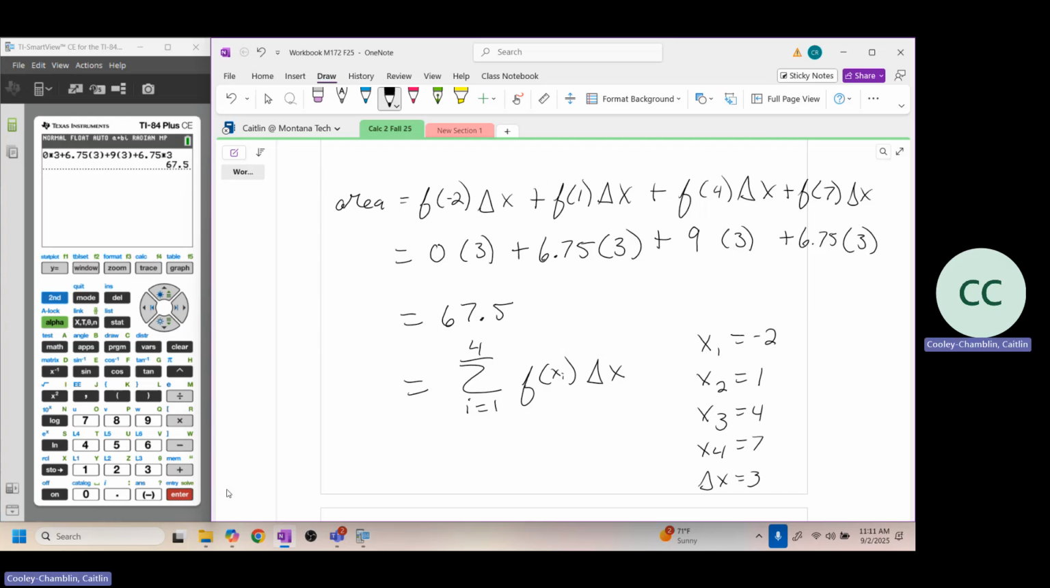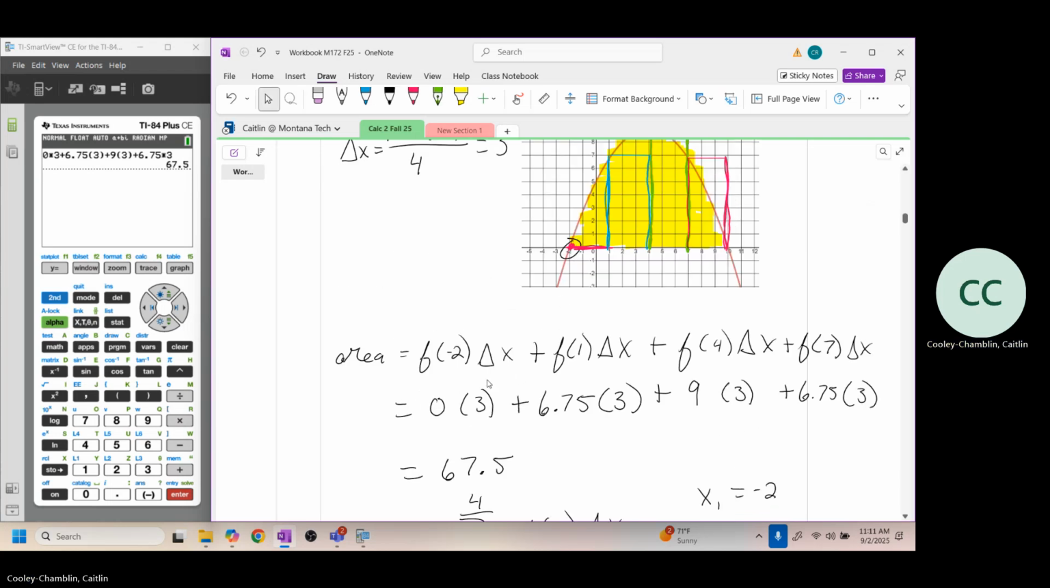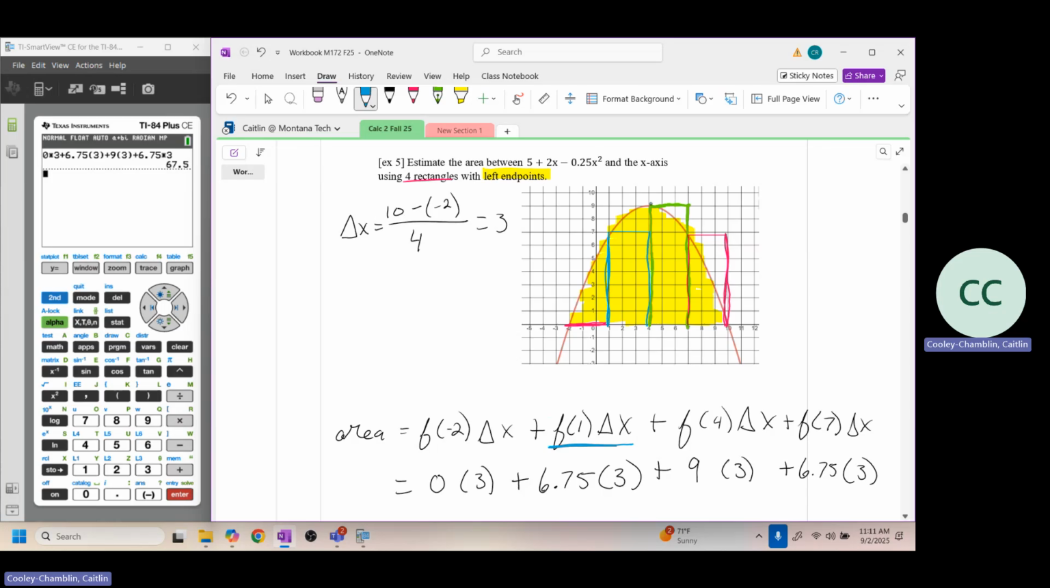And so to kind of put this with our pictures, the height of my curve at -2 is 0, so this is this rectangle right here that I have in pink. It's not really a rectangle, it's a line. And then at f of 1, we go to the height of the curve, so that gives us the height of our rectangle. And our width is 3, so we have this rectangle.